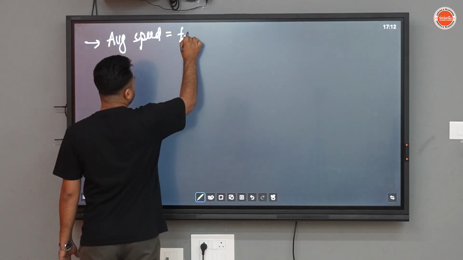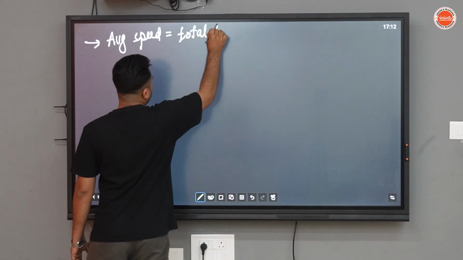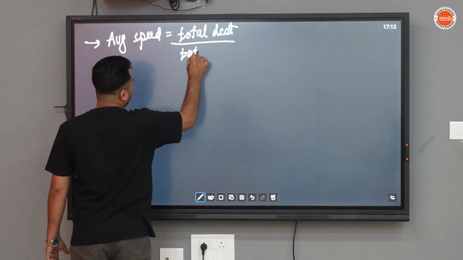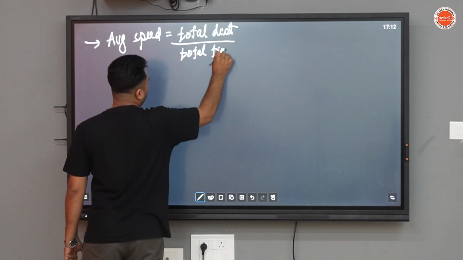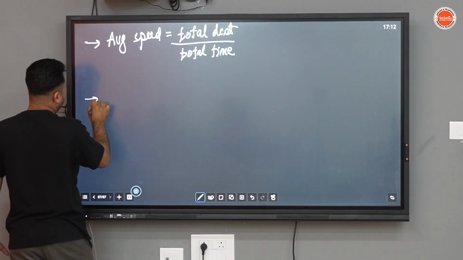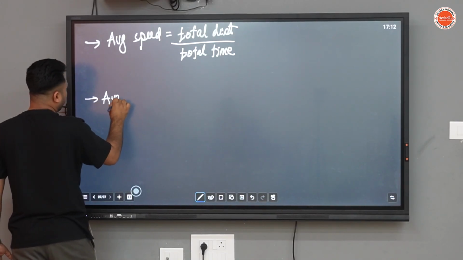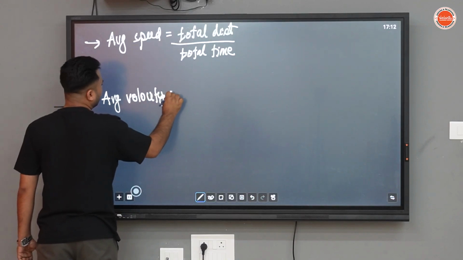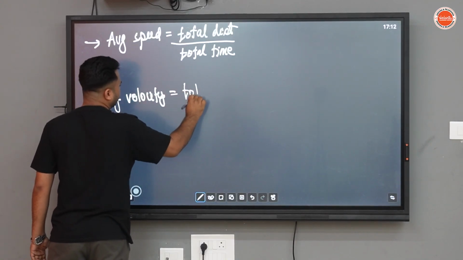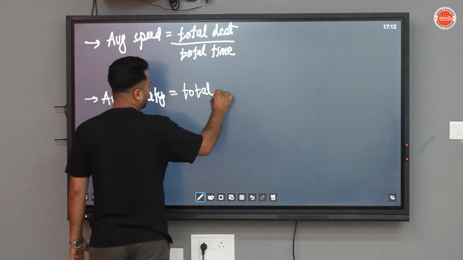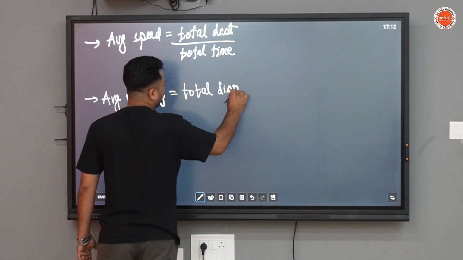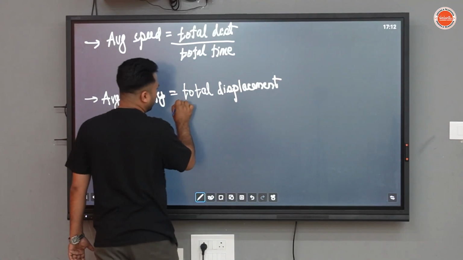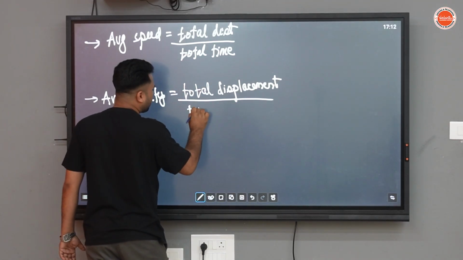So total distance by total time. Similarly, average velocity equals total displacement by total time.